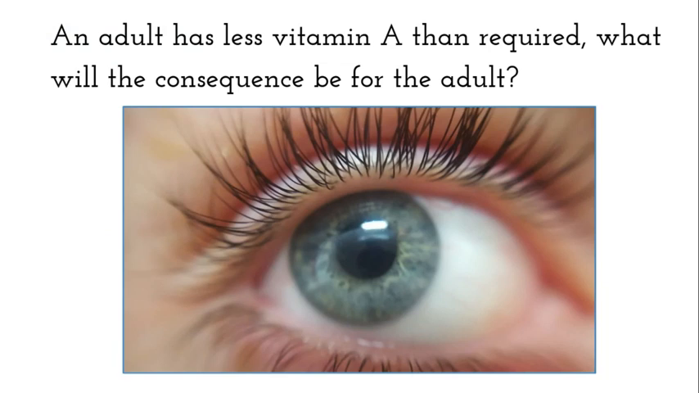Okay, so to explain fully, we have to be able to give a detailed function of the nutrient, which we've already done. We've covered those. So now we need to give the consequences to help us answer an explain question. So an adult has less vitamin A than required. What is the consequence for the adult? So what I want you to do is pause the video and have a think about this. Remember, we have to be specific to the person that we're focusing on here.